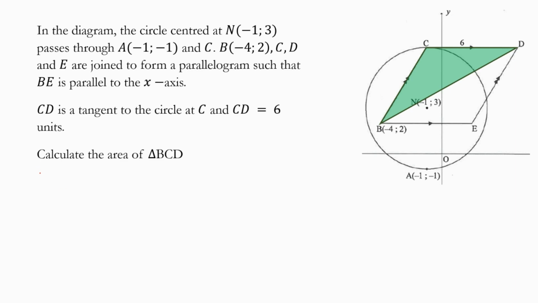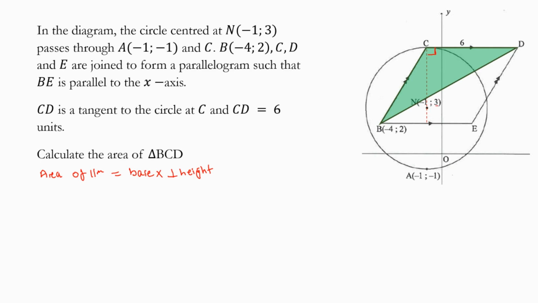Do you remember that? Area of parallelogram is equal to base times the perpendicular height. Our base can be CD because we have the length of CD. The perpendicular height is going to be this height here. Remember, CD is the tangent, so it is perpendicular to the radius. So we have to find the distance of this perpendicular height.